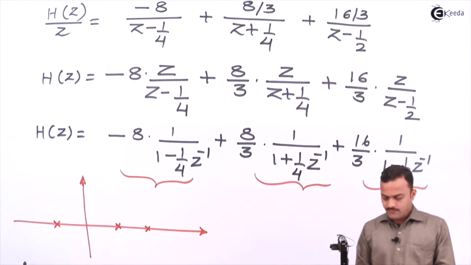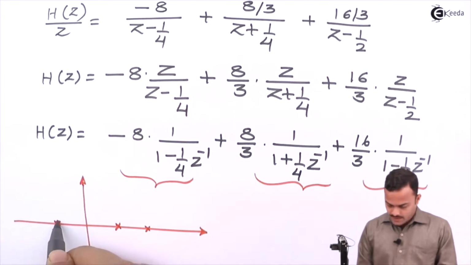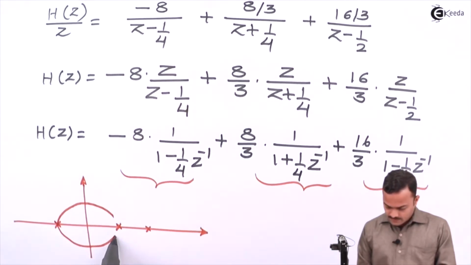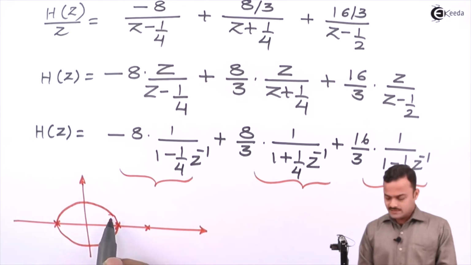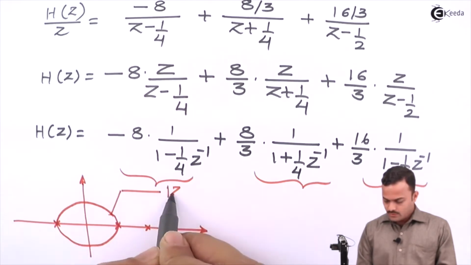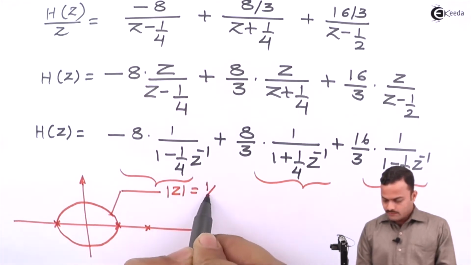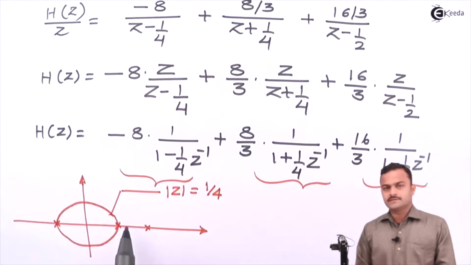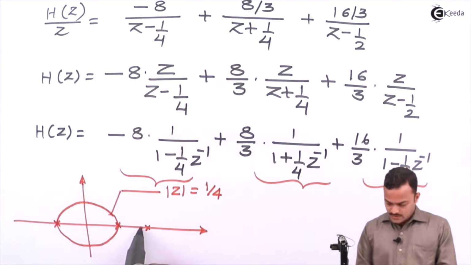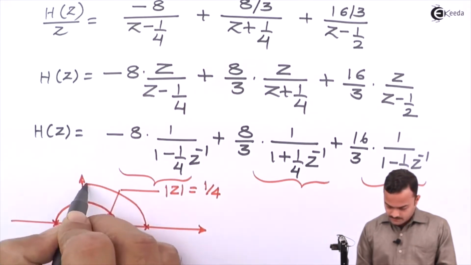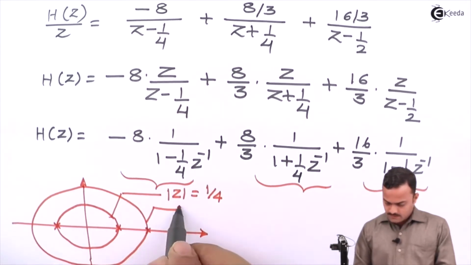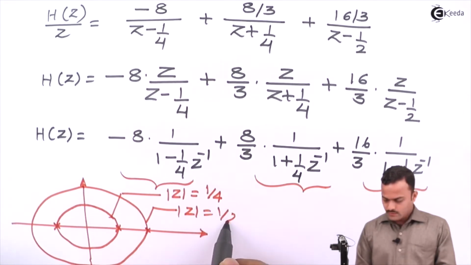The thing is that while finding the ROC, we will have these two poles on the same circle, because it is a circle and a circle will never have a negative radius. So whether it is a positive pole or a negative pole, it will be taken care of by this circle over here. So mod z equal to 1 by 4 covers these two poles, and one more circle we'll have for this, which is nothing but mod z equal to 1 by 2.